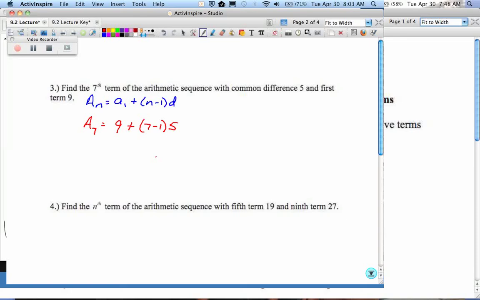So basically it's all sitting there for us. So we have 7 minus 1, which is 6, times 5, which is 30, plus 9. So my a sub 7, or my 7th term, is 39.